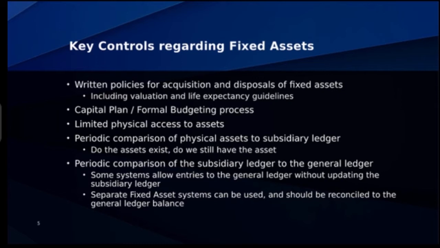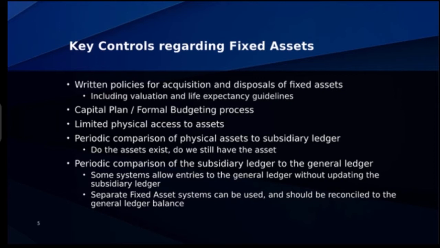Periodic comparisons of the physical assets to subsidiary assets. Do the assets exist? Do we still have those assets? Are they still out there? And it's important that we compare that subsidiary ledger to the general ledger, because there are a lot of systems where you'll have a general ledger amount for fixed assets, and then you might have a subsidiary ledger. It could be connected. So let's say they're connected, but you have the ability to do journal entries at the general ledger level without affecting the subsidiary ledger.